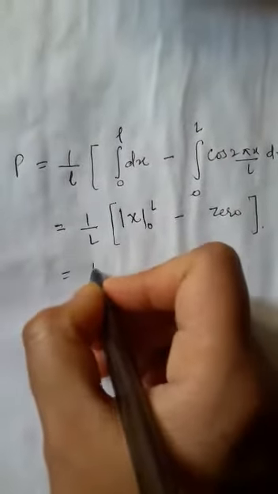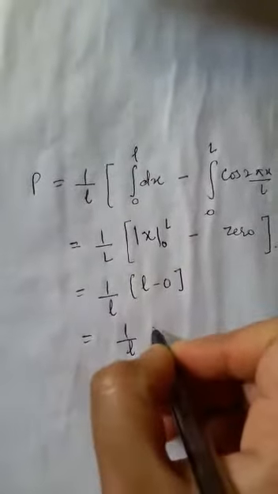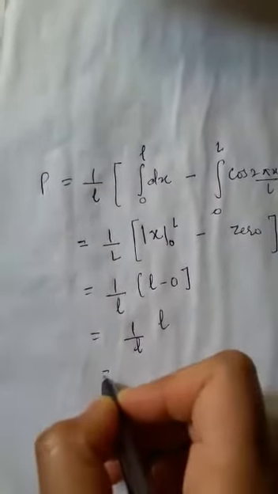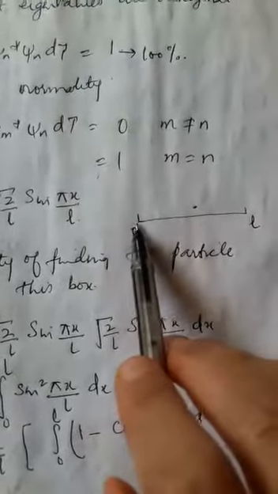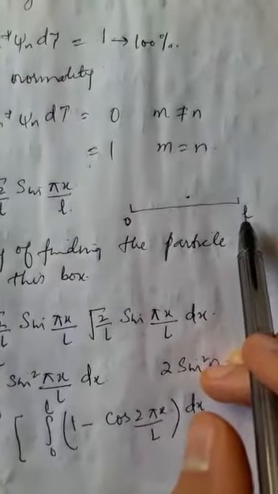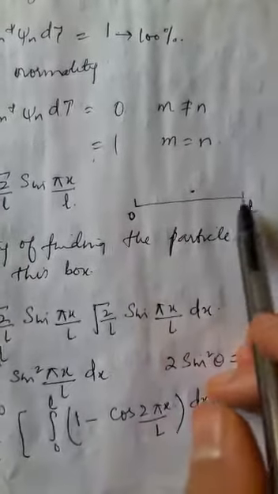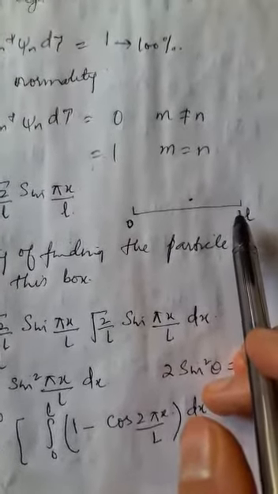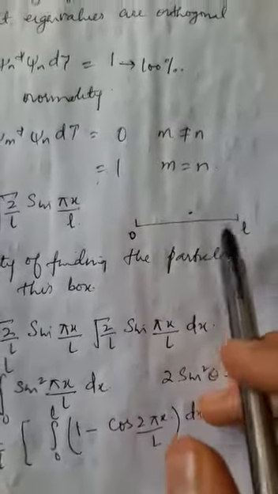So this is 1 by L. Here it is L minus 0, that is 1 by L times L, that is equal to 1. That implies 100%. Now why is it so? Since we have chosen the entire range of this length from 0 to L, and we know that the particle has to exist. Definitely it has to exist somewhere in this range. Therefore the total probability of finding this particle is 100% in this region.